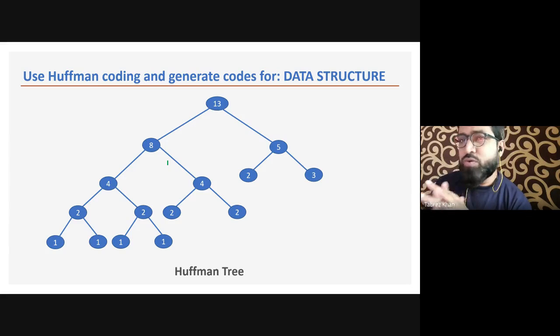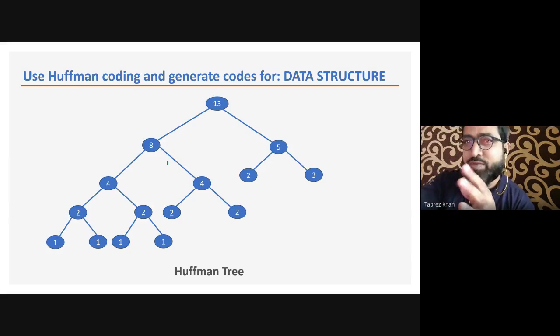Now, what we need to do, we need to assign a weight or value to each edge of a tree. I repeat, we need to assign a value or a weight to each edge. And it is quite simple and straightforward. A left edge will have a value of 0 and a right edge will have a value of 1.